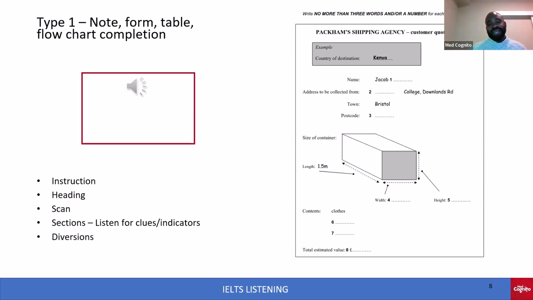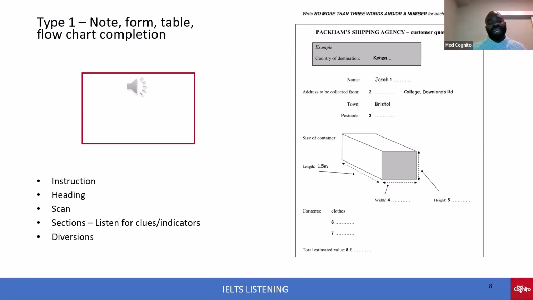So you have the heading, Packham Shipping Agency, Customer Quotation Form. You go to the next one, Country of Destination. You go to the next one, Address to be collected from. You go to the next section, it has to do with the size of a container. The next section has to do with contents.